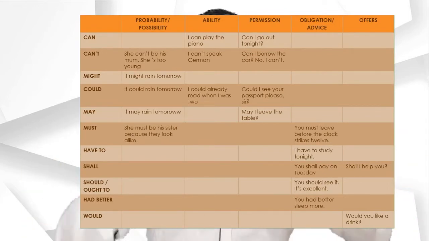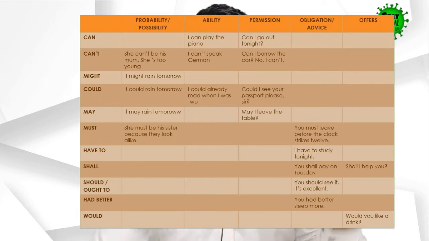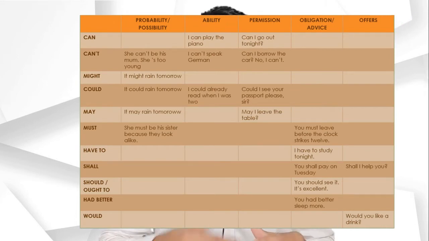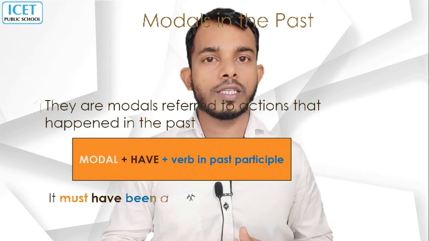This table in front of you, you can also study; I have included everything in it. Can is used to express ability, and it can also be used to show permission. These are the meaning differences.